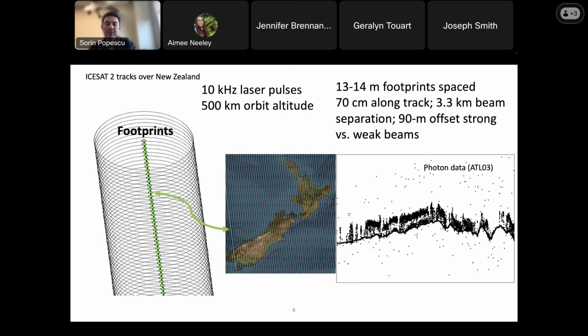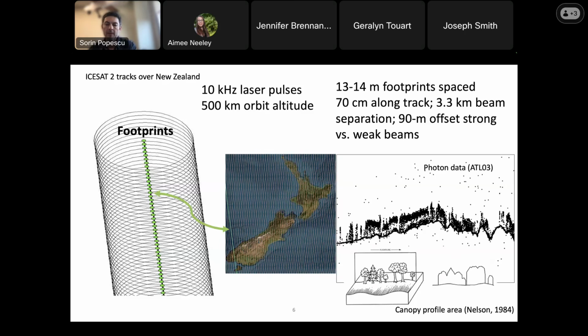When I saw the first data output and this kind of graph, it reminded me of previous work of one of the scientists associated with ICESat and ICESat-2, in fact, Ross Nelson, who used canopy profile areas back in 1984 with a profiling airborne LiDAR to study canopy. So we are now doing pretty much the same, but from space and with a much denser coverage, and also with a much better geolocated data set. Those photons have very good geolocation properties.